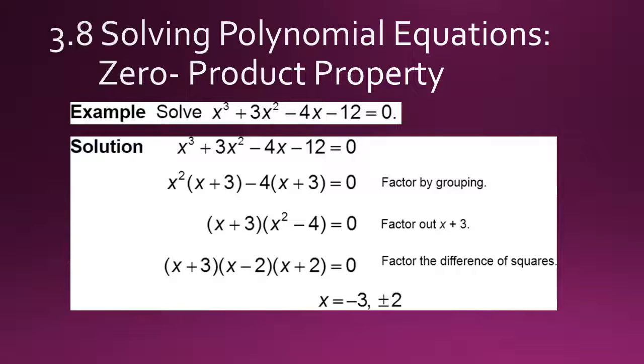Now, as long as you still have a square term, you want to ask yourself, can it still be factored? And the answer here is yes. X squared minus 4 is the difference of two squares and splits into x minus 2 times x plus 2. Set each of these equal to 0, and we get three roots: negative 3, positive 2, and negative 2.